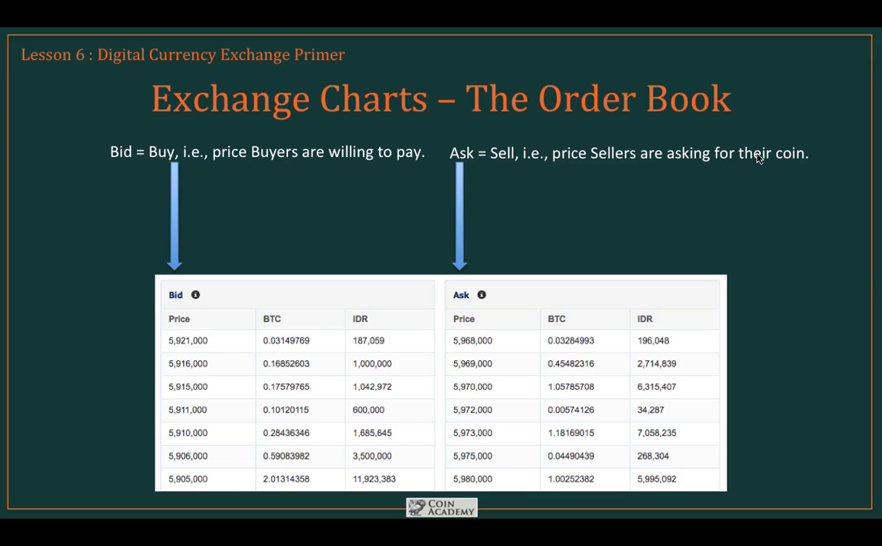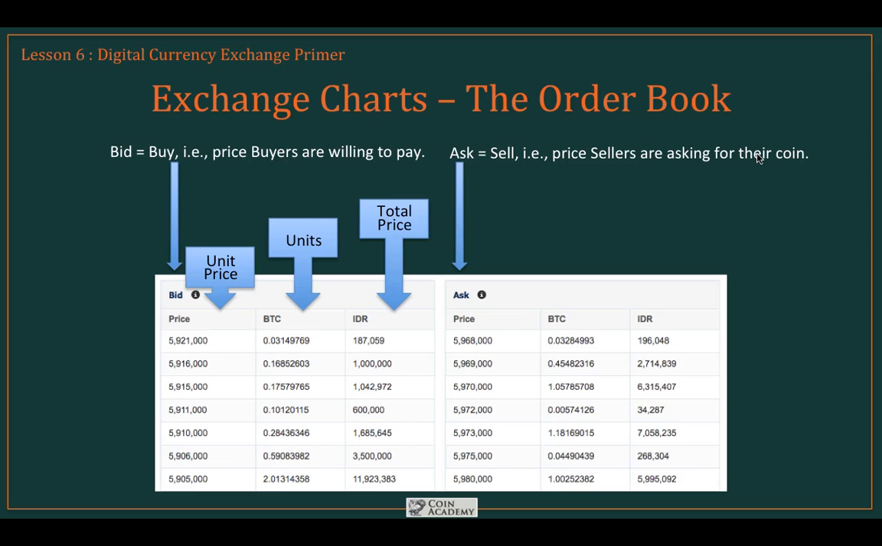Now let's look at the 3 columns in each of these. First, on the left-hand side here, we have the unit price. In other words, this is the price per Bitcoin. Now let's look at the first row. In the first row, we have someone who's willing to buy Bitcoin at a price of 5,921,000 rupiah per Bitcoin. Now, the middle column tells us how many Bitcoin they're looking to buy. In this case, the buyer is actually only interested in 0.03149769 Bitcoin, a very, very small buy order here. And notice that means the total value of the transaction then is actually 187,059 rupiah, quite a small purchase.